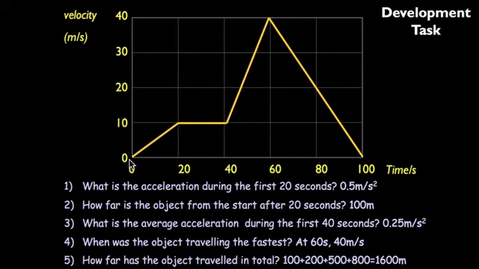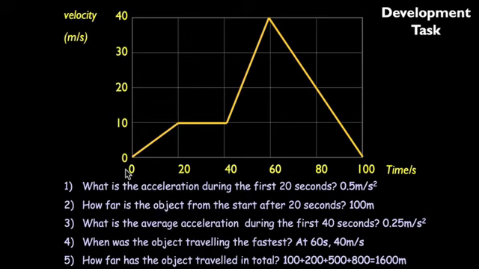So number 1, what is the acceleration during the first 20 seconds? So in the first 20 seconds, the object has gone from 0 meters per second to 10 meters per second. So 10 divided by 20, the gradient there is going to be 0.5 meters per second squared. How far is the object from the start after 20 seconds? So we can do that by working out the area of this triangle. So half times base, half times 20 is 10, times height, the height is 10, so 10 times 10, that's 100 meters.